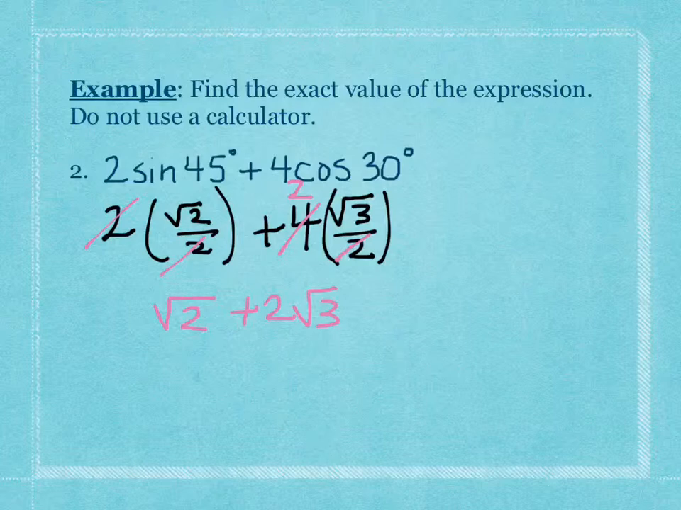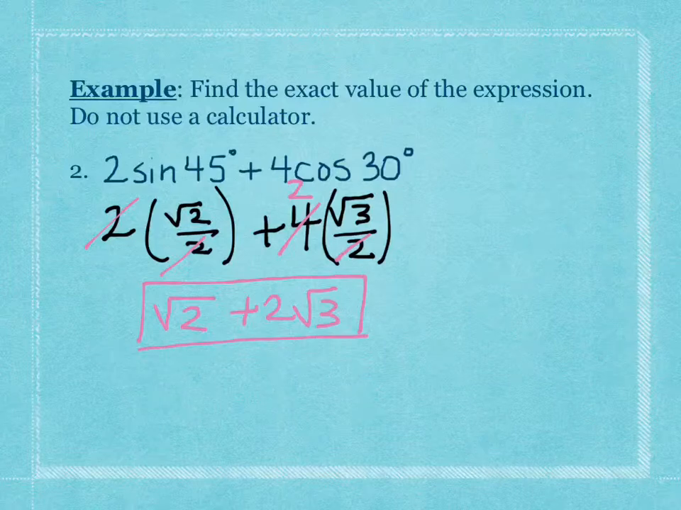And there is no way to combine the square root of 2 and the square root of 3. They're not common values. If I had both been square root of 3, we could have combined them, but we can't here. Now, that works all well and good.